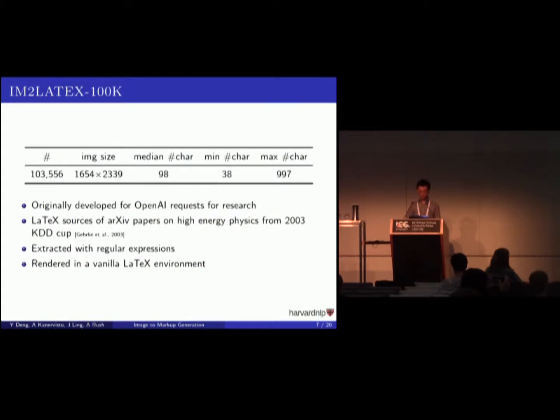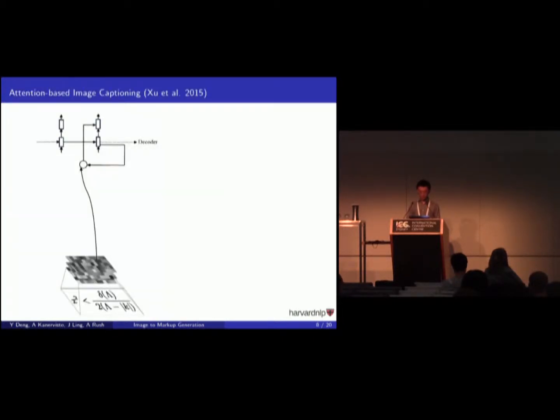Our dataset was originally developed by my co-author Anssi. It was used for the OpenAI Request for Research, and later on we developed a model that solves this task. This dataset was taken from the LaTeX sources of arXiv papers on high-energy physics. We extract the formulas with regular expressions, then we render them in a vanilla LaTeX environment. The dataset consists of around 100,000 instances, and the median length of the LaTeX formula is around 100 characters.